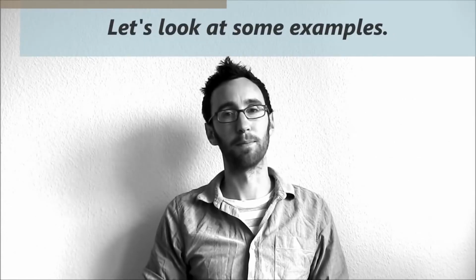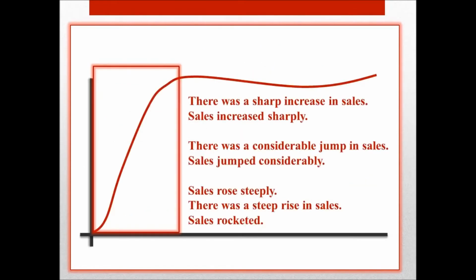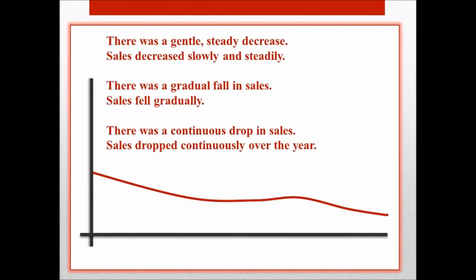Let's look at some examples. There was a slow and steady increase. Sales increased slowly and steadily. There was a gradual rise. Sales rose gradually. There was a sharp increase in sales. Sales increased sharply. There was a considerable jump in sales. Sales jumped considerably. Sales rose steeply. There was a steep rise in sales. Sales rocketed.